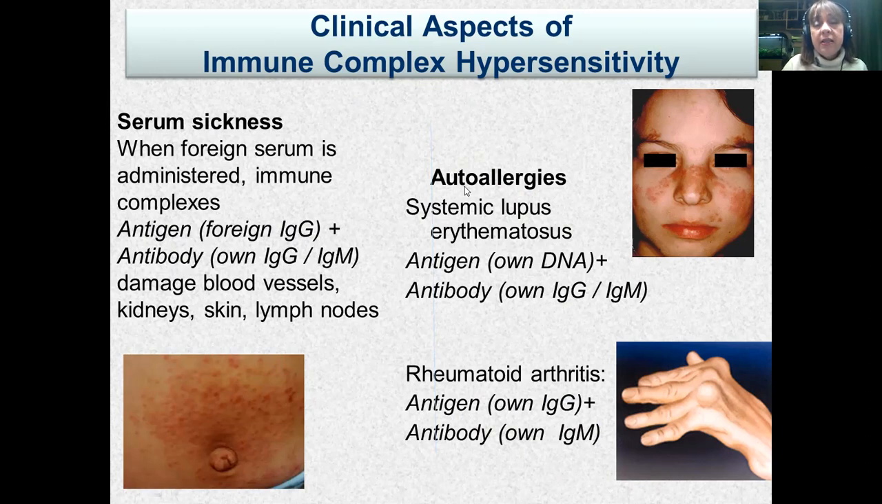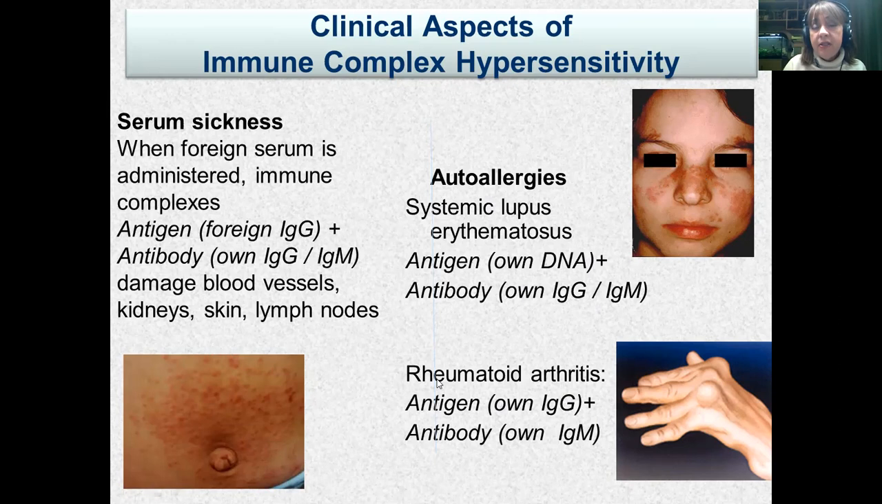The most severe case is autoallergies like systemic lupus erythematosus. In some people, the immune system starts to produce antibodies against their own DNA. And these immune complexes deposit in skin, causing these red spots, and in kidneys. And eventually, the disease leads to renal failure and death. And it's incurable. We can only slow it down, administering anti-inflammatory drugs, but we cannot stop this process.